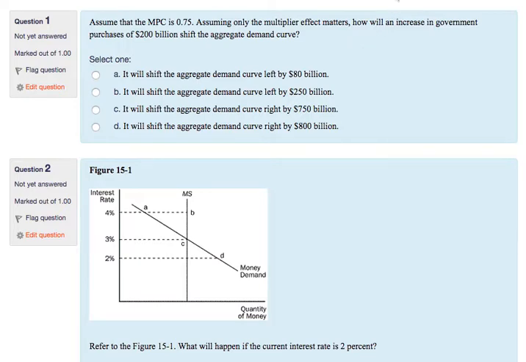spend. If we factor in other things, this is a very simplified way of seeing it, but let's just keep it this way. So 1 over 1 minus 0.75 is going to be the same as 1 over 0.25, which is equal to 4. So this 200 billion increase will be multiplied by 4, which will lead to an increase in aggregate demand by 800 billion.